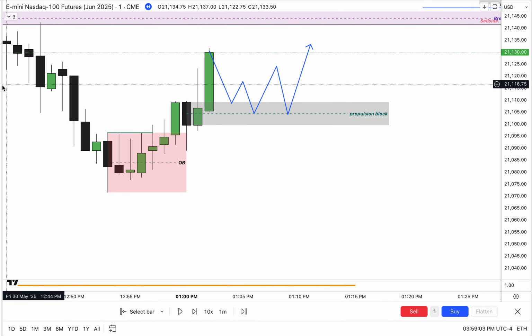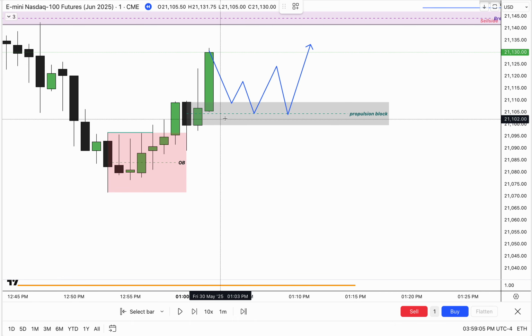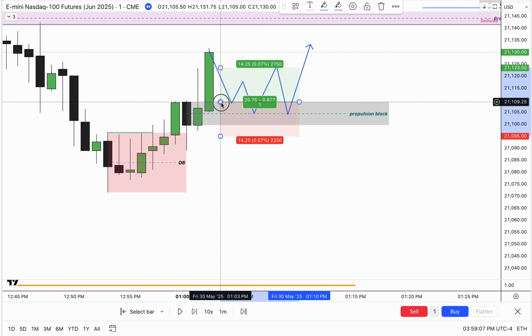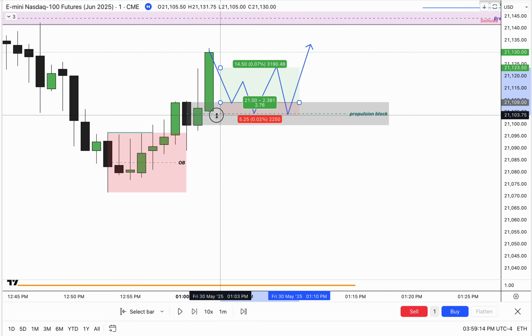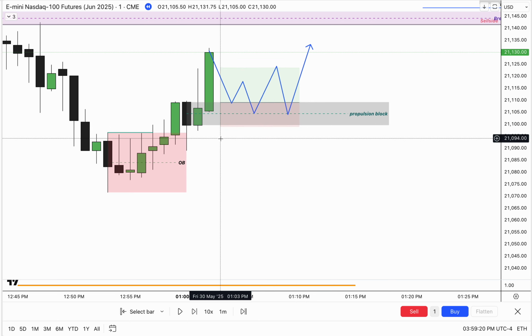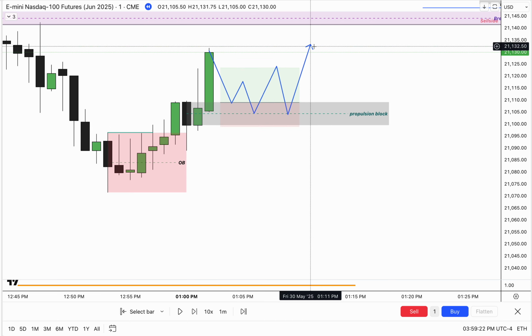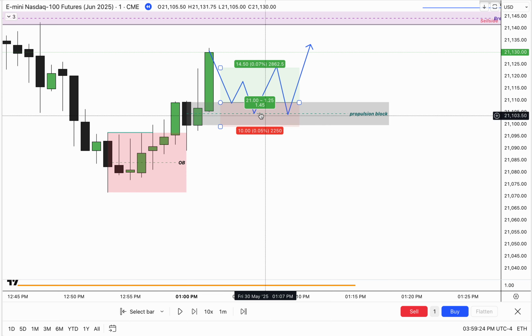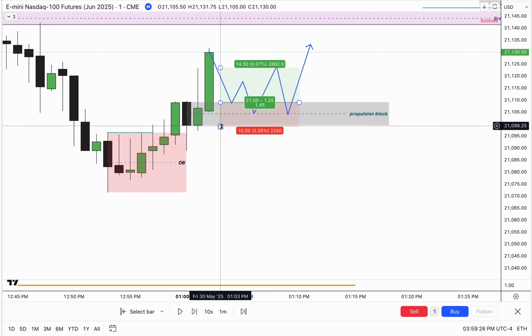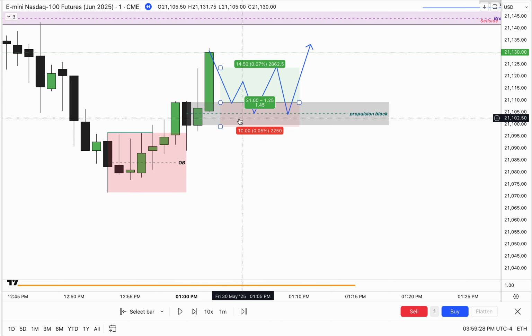So, if you're wanting to get long here, you'd probably want to be long at the top, okay, at the open. And then your stop can actually be here on the 50% of that propulsion block or just below the body. But mentally, you don't want a body closure below the 50%. If that happens, just get out. Okay? Just get out of that trade.